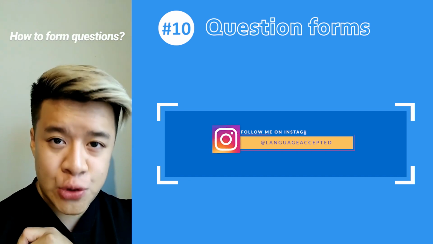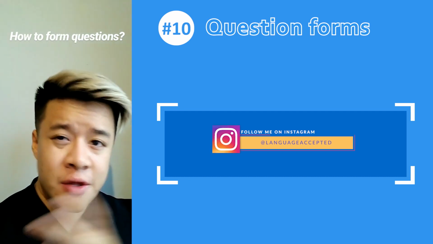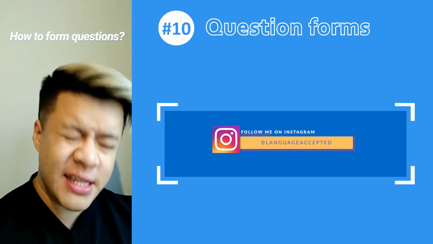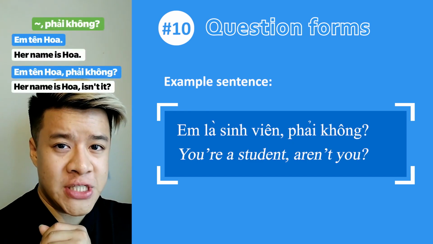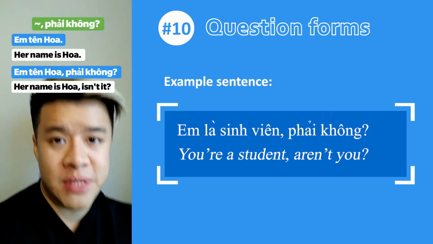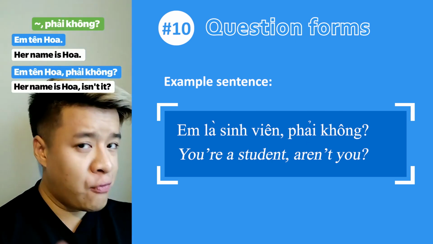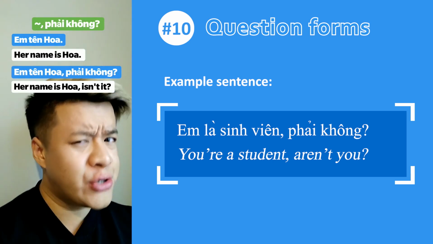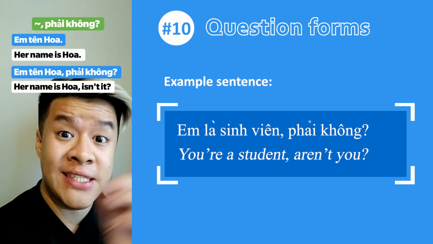Next topic, how to form questions in Vietnamese. There are several ways. Let's have a look at 3 different ways today. Let's go. Easiest way to form a question is by adding phải không at the end. For example, em tên Hoa means her name is Hoa. Now if you want to ask the question, em tên Hoa phải không, is her name Hoa? So it's similar to isn't it in English.